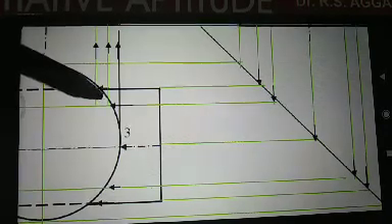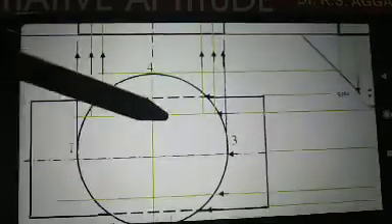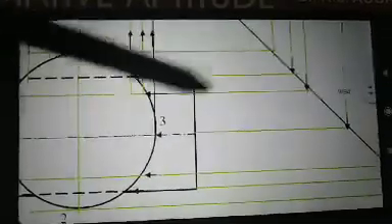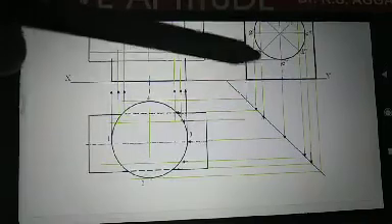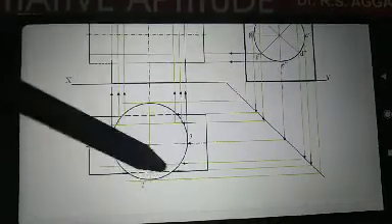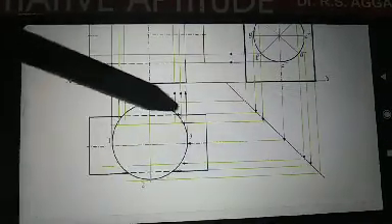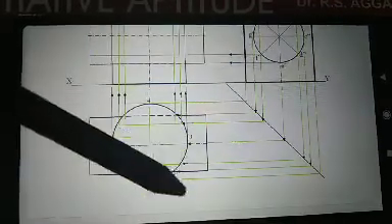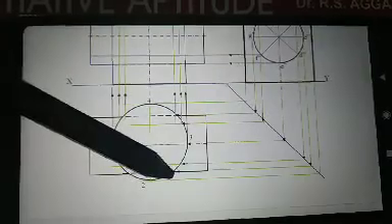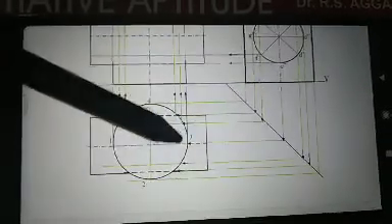To the vertical cylinder, the intersection of these generators coming out from the side view to the top view of the vertical cylinder, that is, these points we considered. Okay, and we have taken the projection of these points in front view.